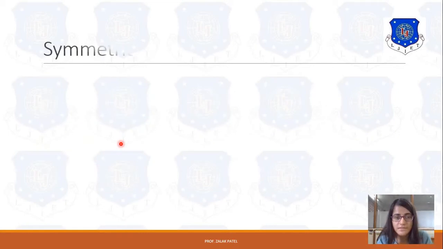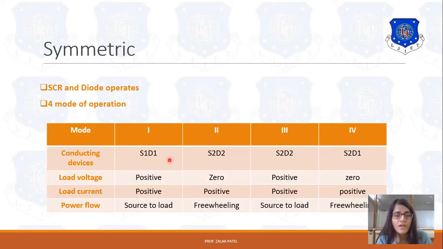So it looks like this. S1 and D1 will operate, and because of that load voltage and load current are positive. Now how this circuit looks, we see in the next slide: how it operates in S1 D1, and what is the equivalent circuit of that particular mode 1.